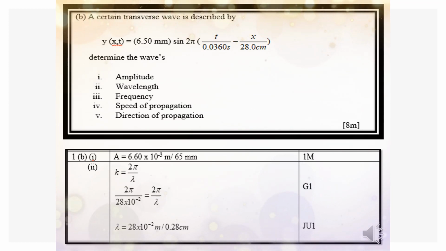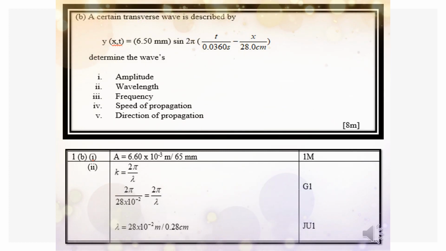Okay, so from the equation, we can know that the value of amplitude is equal to 6.5 millimeter, or we can say 6.5 times 10 power of negative 3. Dekat sini ada sedikit pembetulan lah. Ni sepatutnya 6.5 darab 10 kuasa negatif 3 meter. Okay, jadi jawapan dengan unit 1 mark.